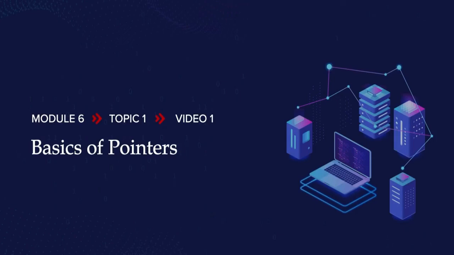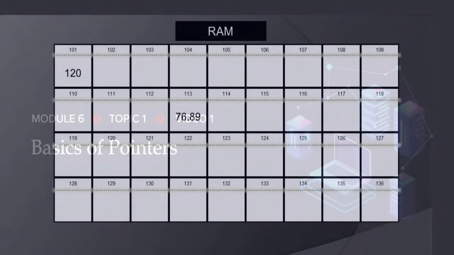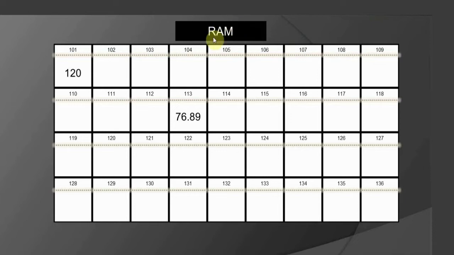In this lecture, I am going to throw light on the topic of pointers. Pointers is one of the most important topics of C language. But before going into the details of pointers, let me tell you about a very basic concept: all the variables and arrays that we use in our programs are stored in the computer's main memory, which is also called RAM, random access memory.